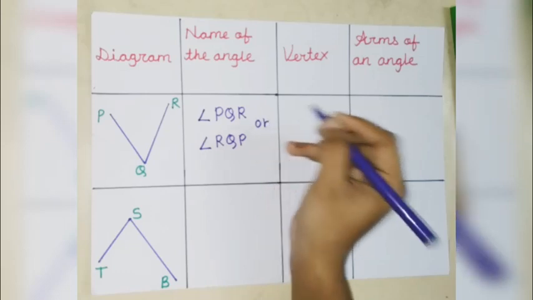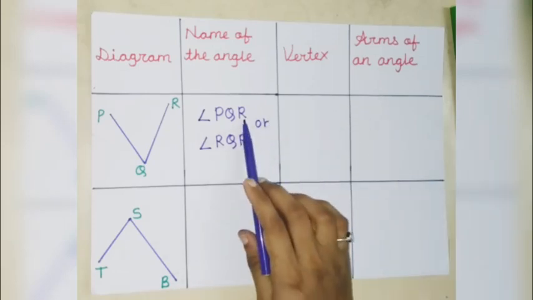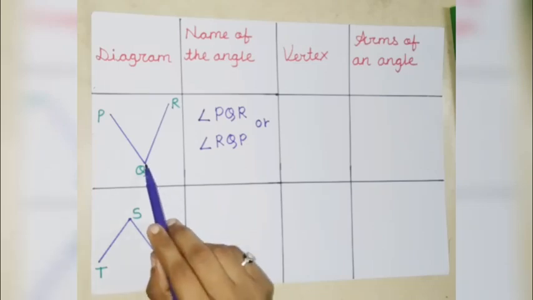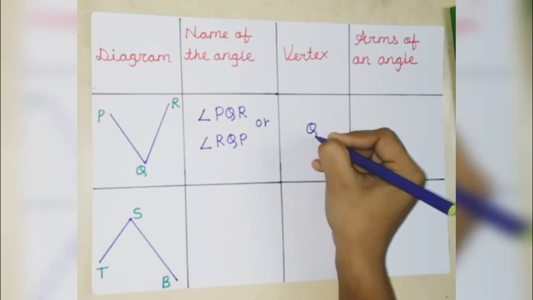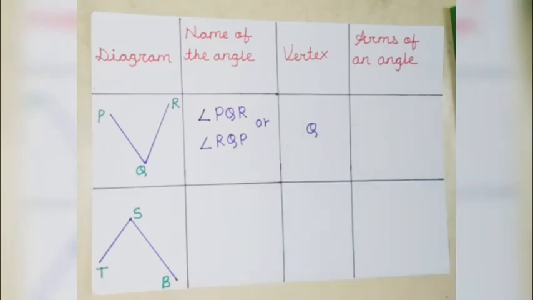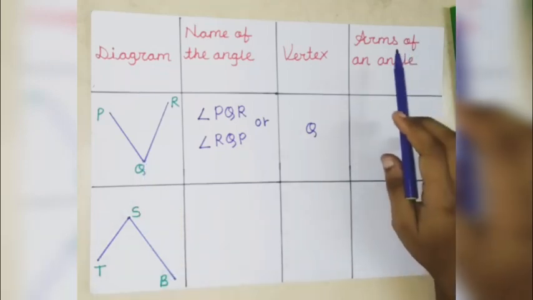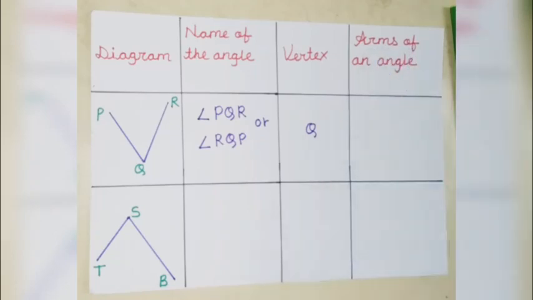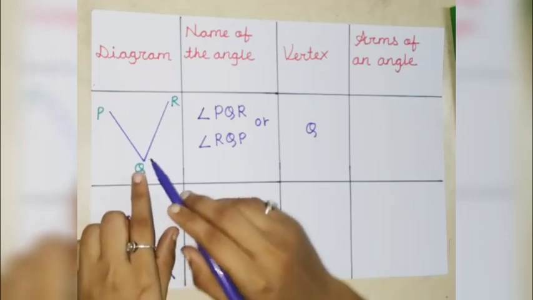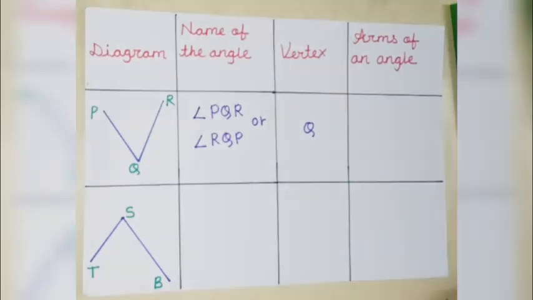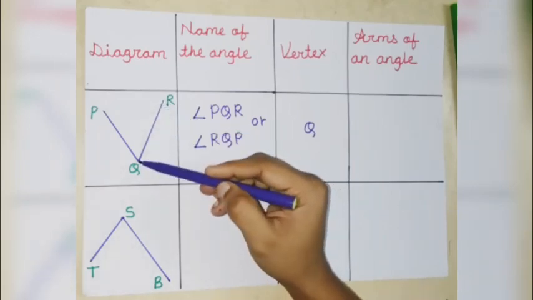Children, you can write in this way or in this way. Both are correct. After that, tell me the vertex. Vertex means common point. Here, the vertex is Q. Means this is the common point. Our next column is we have to write arms of an angle. Children, arms of an angle means QR and QP. Arms means the lines which are coming from the vertex Q.